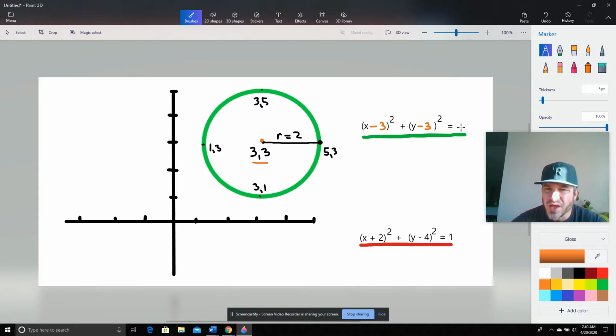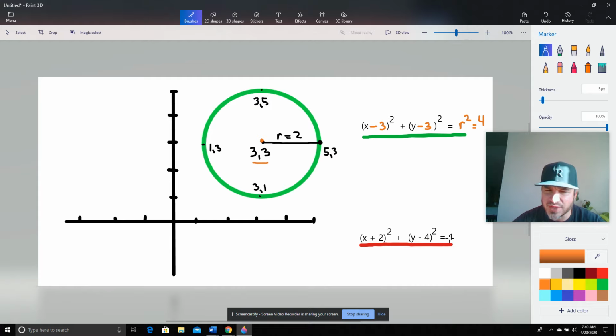Okay? Now this piece over here, this is the radius squared. So what you need to see is that the radius is 2. So when that was squared, it would have been 4. Okay? So the final equation here would be (x - 3)^2 + (y - 3)^2 = 4.